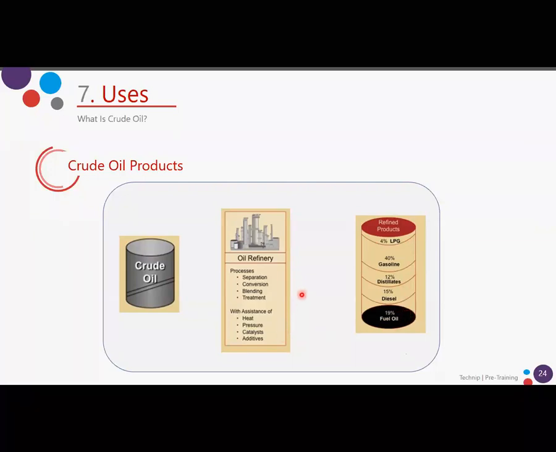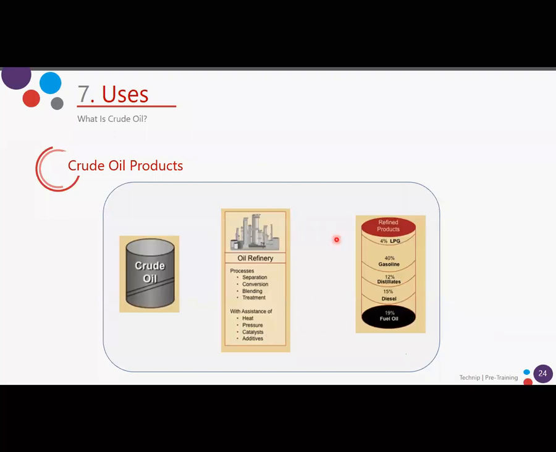How do we get from here to here? Through different processes. The main processes are the separation and the conversion, treatment, and then blending of the products to get the final product specification. How do we carry out all the processes? With the assistance of heat, pressure, catalysts, and additives.